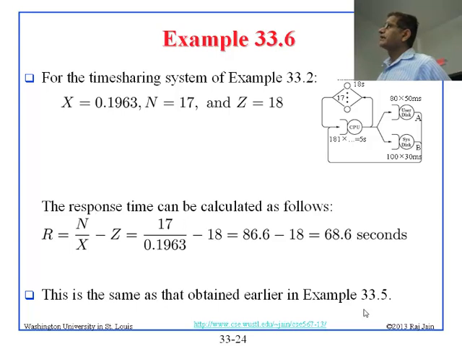Suppose you are given that X is 0.1963, however it is calculated. Then you can say the response time is 17 upon 0.1963 minus 18, which comes out to 68 seconds. All right. So given the system throughput, you can calculate the system response time. And since the system response time is the same as what we obtained before, in some cases you might know the response time and need to calculate the throughput. But this is the relationship between the two.